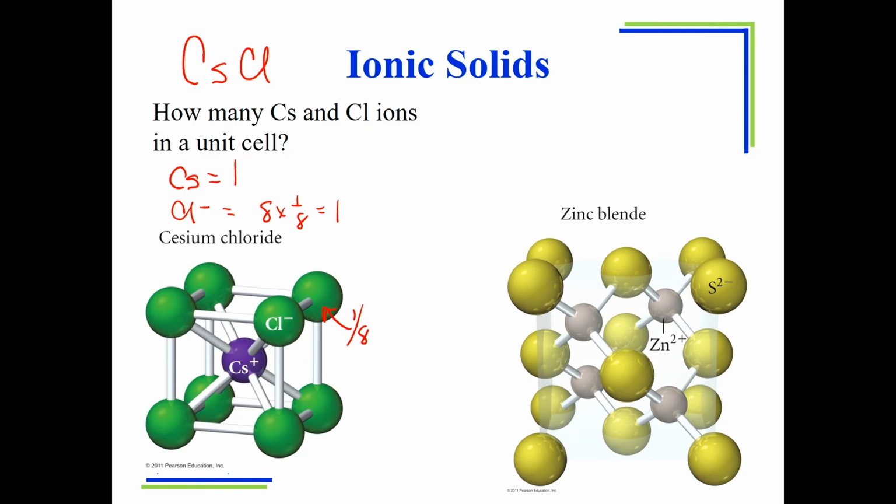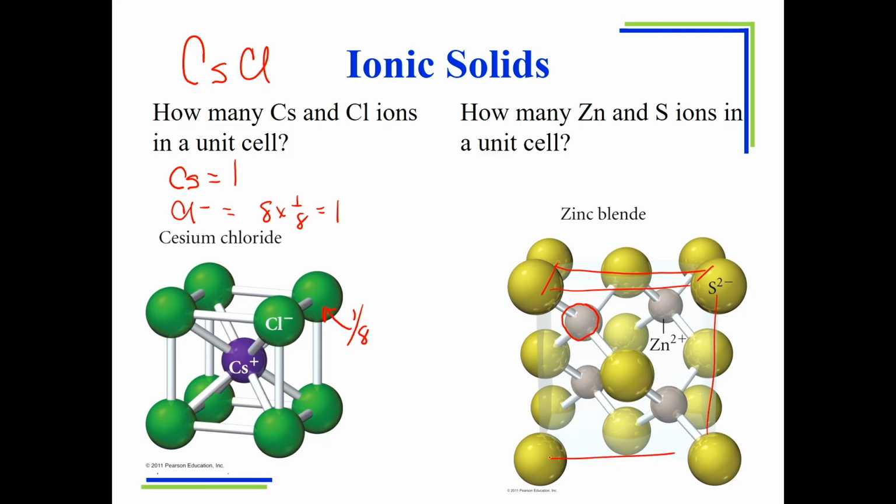Let's count up how many of each of these things we have. So let's start with the zinc. This zinc atom is completely inside of my cube, okay? If I were to draw my cube, that guy is completely inside of that. And how many of them are there? Well, there are 4 of them completely on the inside. So if we're going to count the zinc ions, we see that there are 4 completely embedded inside of there.